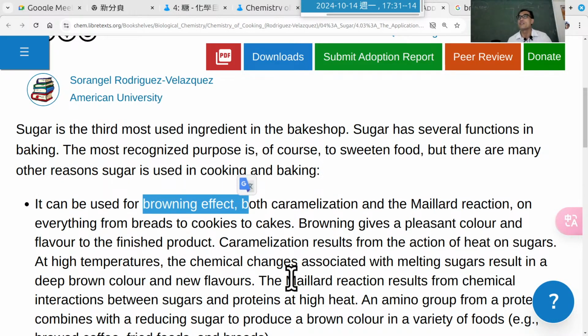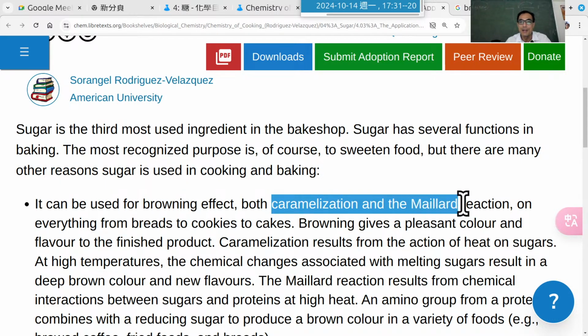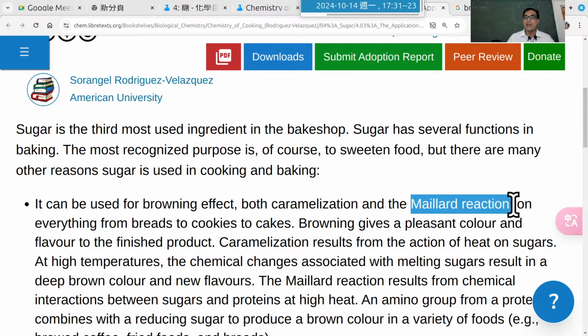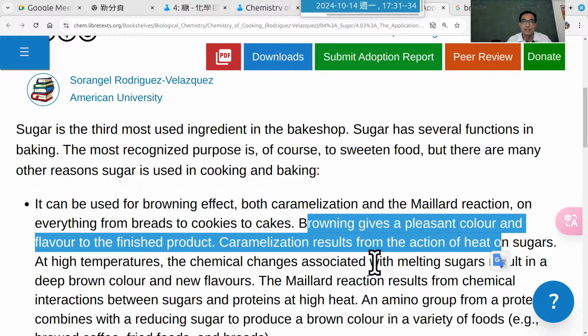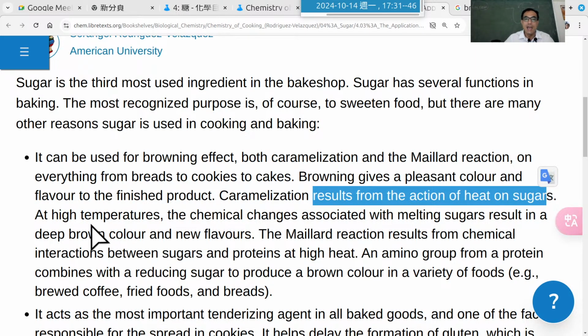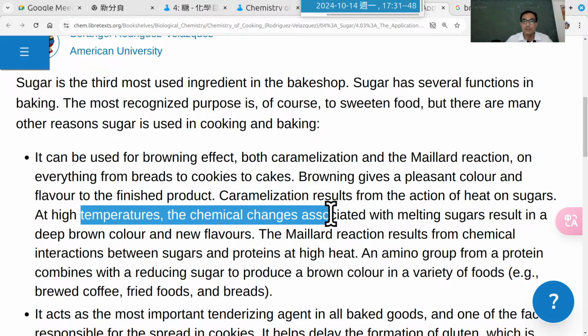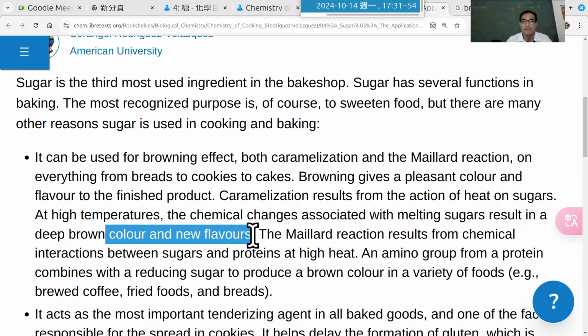Maillard is a scientist. Maillard reaction. Both caramelization and Maillard reaction. Maillard is a scientist, and we call it browning reaction. Everything from the bread to cookies to cakes. Browning gives a pleasant color and flavor to finished products. Caramelization results from the action of heat on sugar. At high temperature, the chemical changes associated with the melting sugar result in a deep brown color and new flavor.